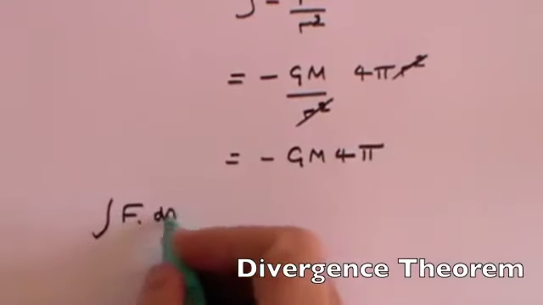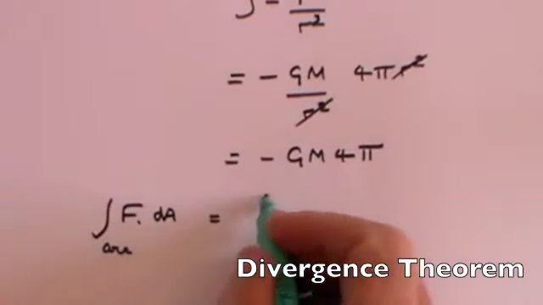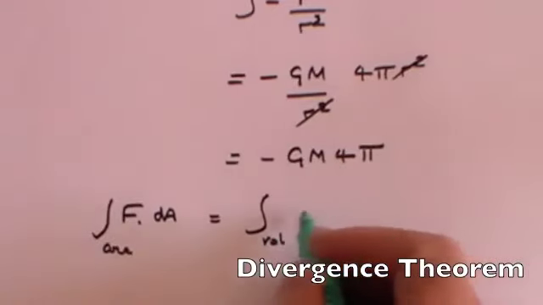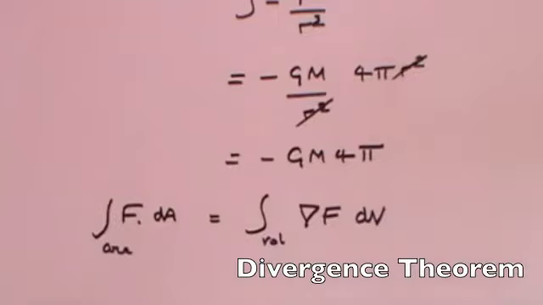It says that the integral of f dA over an area is equal to the integral over the volume of del f dv. And what that means in layman's terms is that the outward flux through the area of a sphere is equal to the volume integral of the divergence of the force. That's just the divergence theorem that can be derived, and you can look it up.